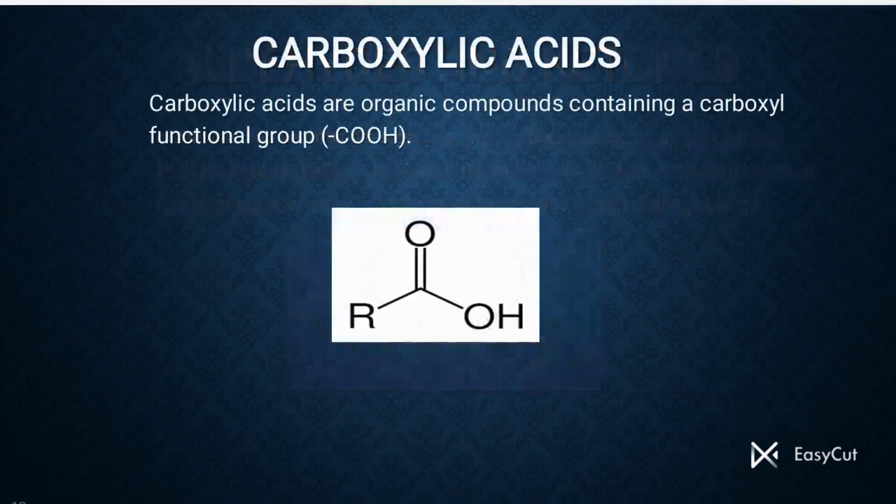Now let's come to carboxylic acids. Carboxylic acids are organic compounds containing a carboxyl functional group, that is COOH. They are characterized by high acidity due to the presence of a hydrogen atom that can dissociate as a proton. So let's come to the structure. It tells you that it has that functional group COOH, which is a carboxyl functional group.